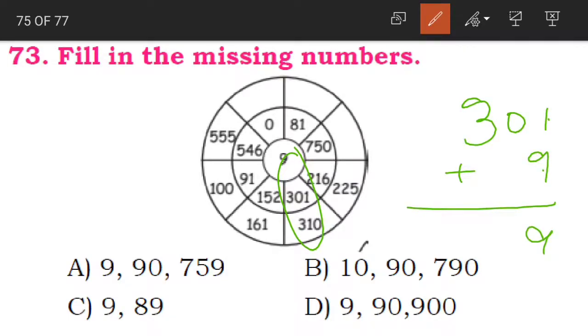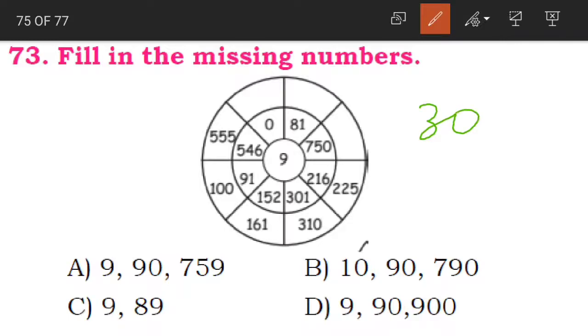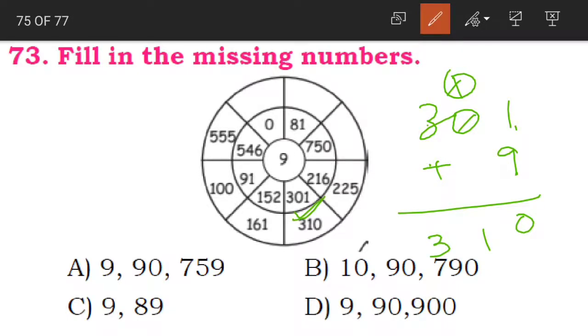Yes children? See again here also 9 plus 301. 1 plus 9, 10, 0 here 1 carried, 0 plus 1, 1 and then 3. What is the answer? 310.